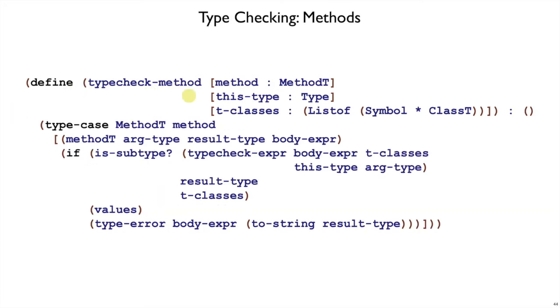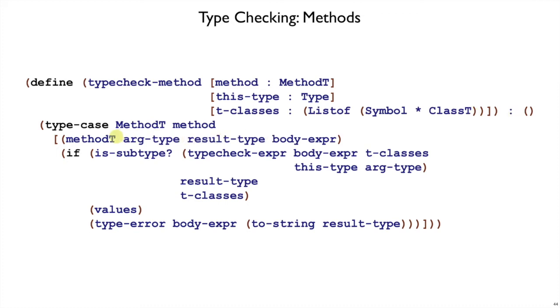To check a method, we've got the method declaration, we've got the type for this expression, that is, the class in which this method is declared, and a list of all classes as usual in case we need to look them up. Our type check method doesn't return anything in particular. If the method is okay, then we return nothing. If it's not okay, then we raise an error with type error.